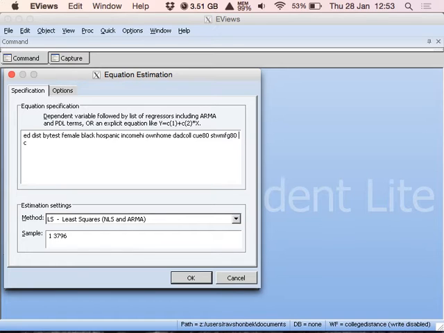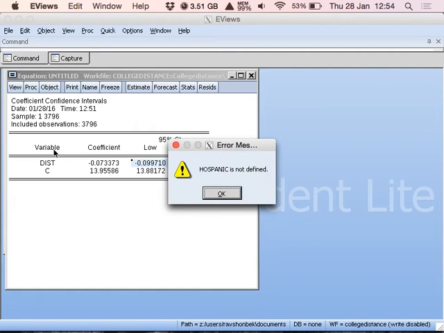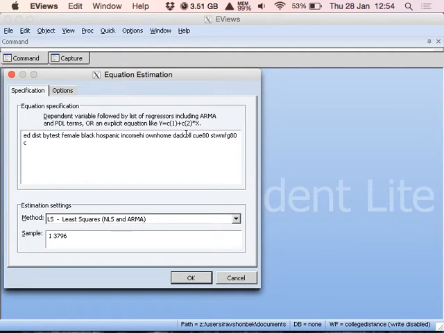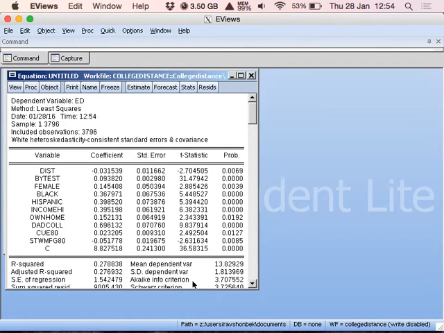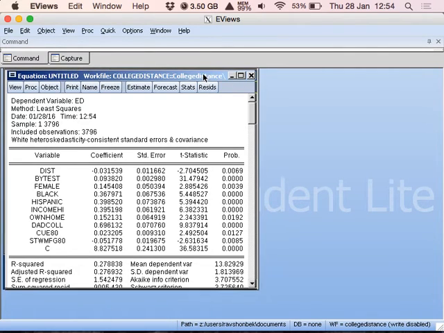We want the thing to be there, the intercept. Click OK now, or just hit enter. Hispanic is not defined, so I might have misspelled. Yeah, Hispanic. It's Hispanic. Yep. Interesting result, isn't it?